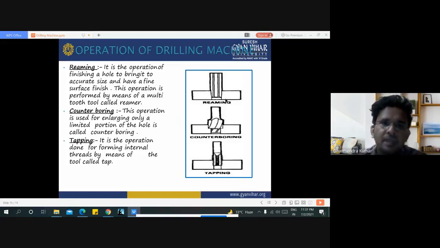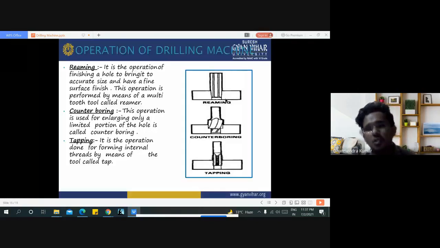Counter boring. This operation, used for enlarging only a limited portion of the hole, is called counter boring. Tapping is the operation done for forming internal threads by means of a tool called a tap. This is overall about drilling operations and the drilling machine.